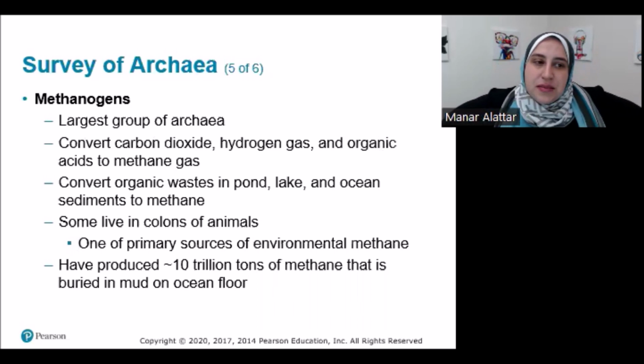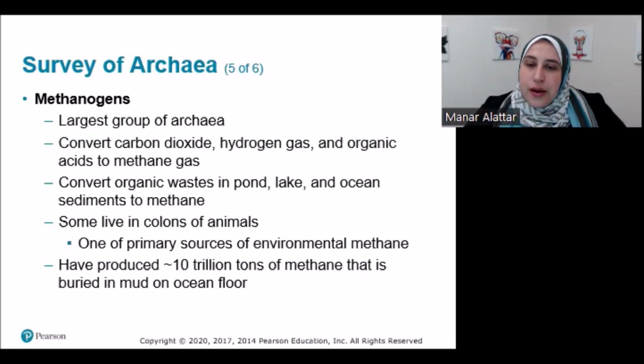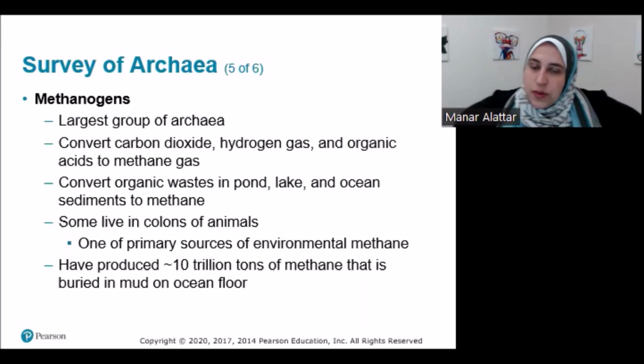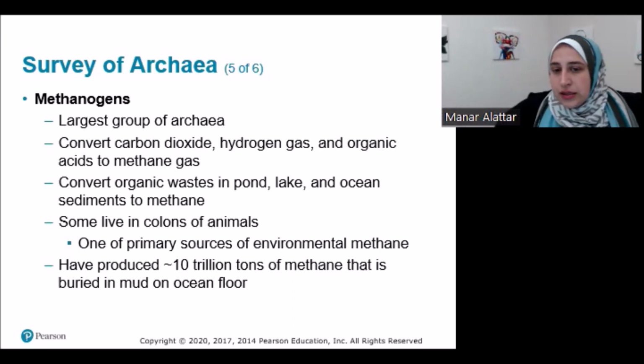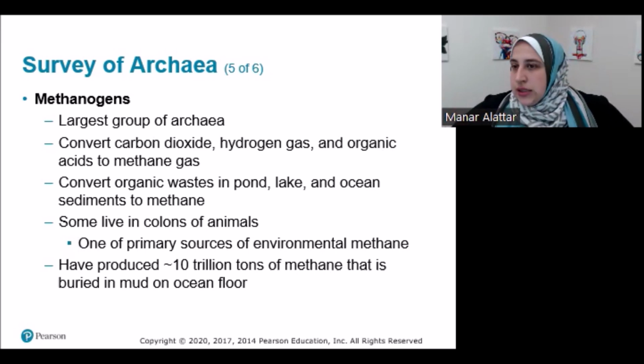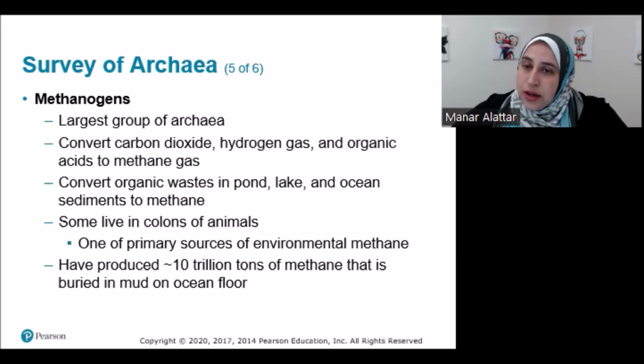So the final group of organisms that we'll talk about are methanogens. This is actually the largest group of archaea, predominantly in the phylum Euryarchaeota. There are actually a few organisms within this group that are thermophilic and halophilic as well. These essentially are organisms that are able to convert carbon dioxide, hydrogen gas, and organic acids into methane, and they release methane into the environment. They exist in ponds, lakes, sediments, so on and so forth, but they also exist in ruminant animals, so your cows and deer and stuff like that.